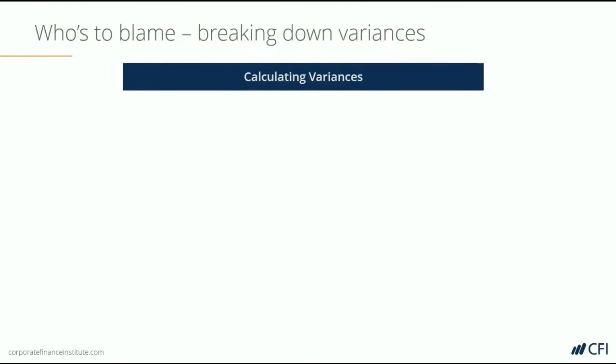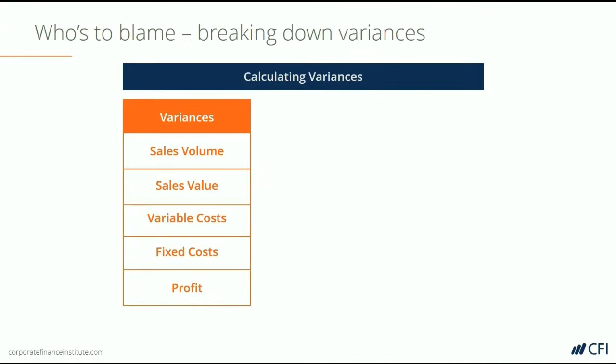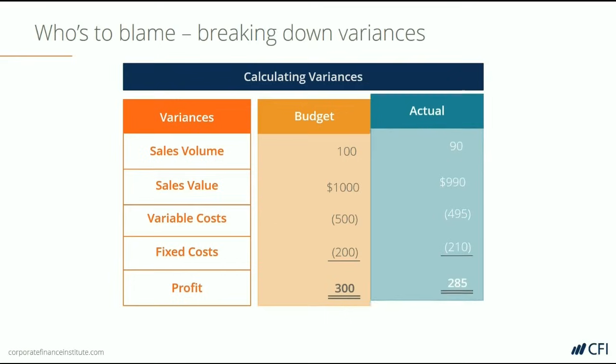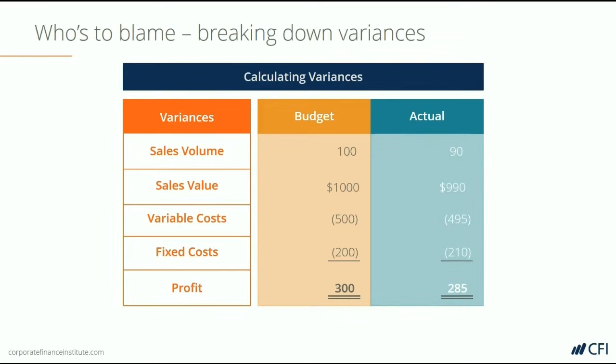Now let's look at some variance with those numbers. So, the same budget is thrown up here on the screen, and then we're going to compare it to the actual results. So only 90 units were sold versus 100 that were forecasted to be sold. The value was $990 versus $1,000, variable costs $495 versus $500, fixed costs were higher than expected, $210 versus $200, and therefore the profit was lower than expected, $285 actual versus $300 budget.